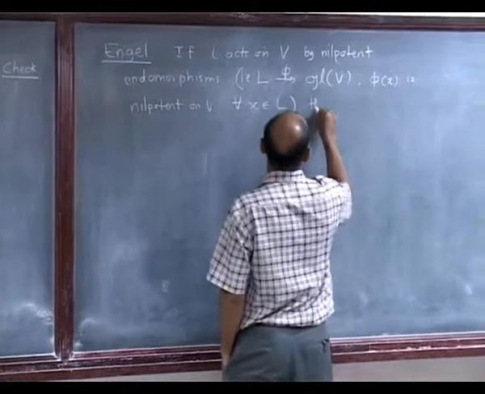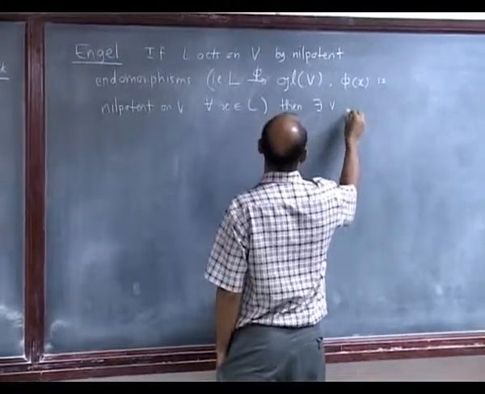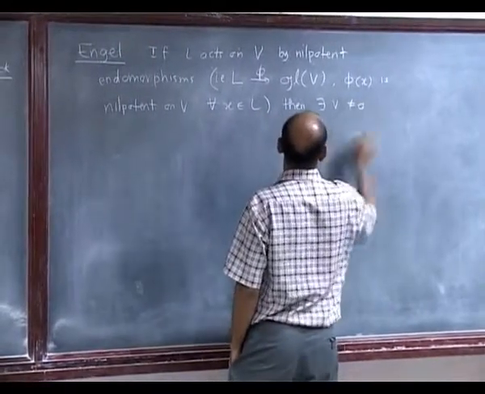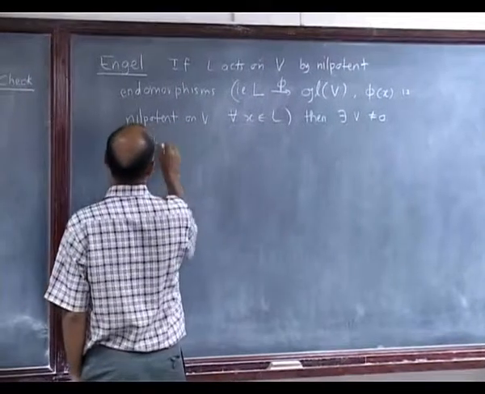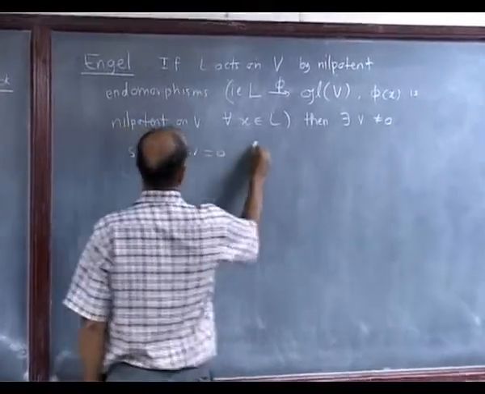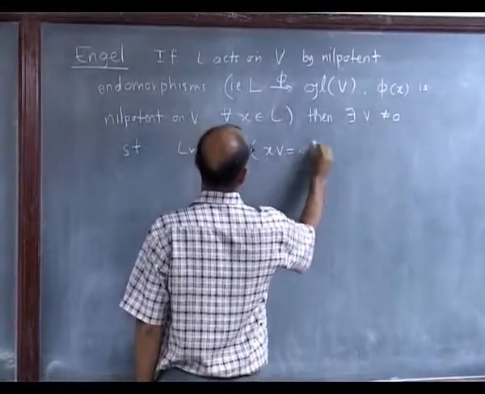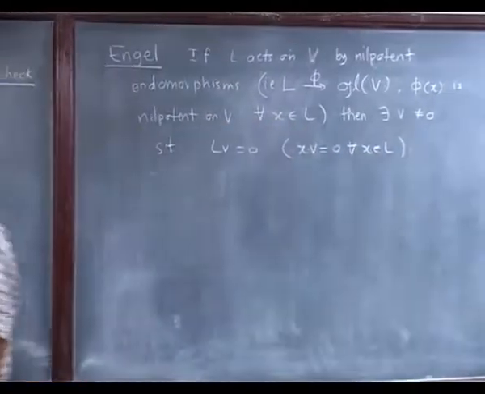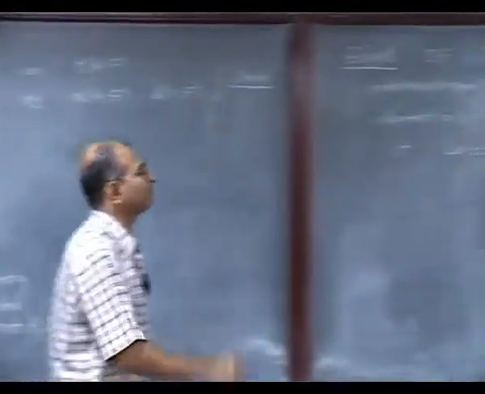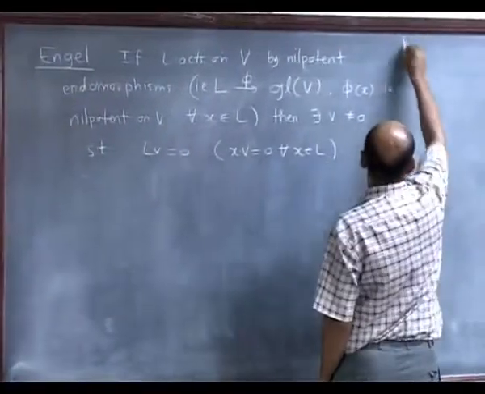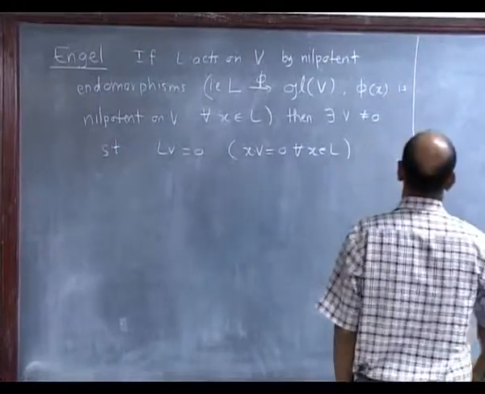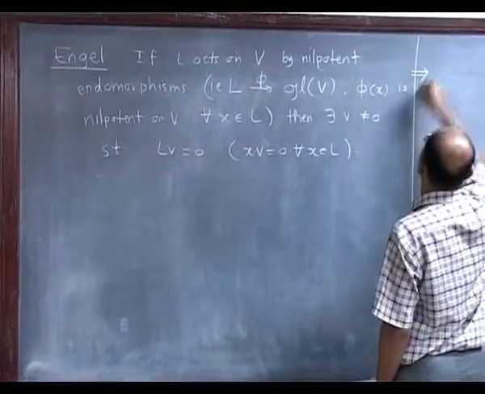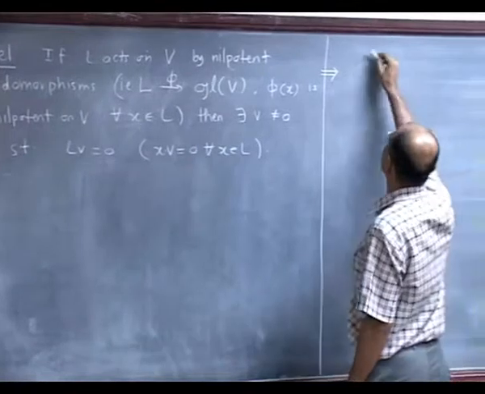Then there exists V not equal to 0 such that L V is 0, which is to say x times V is 0 for all x in L. So how do I find out such a thing? Okay, let's first reel off the corollaries of this. Various corollaries.